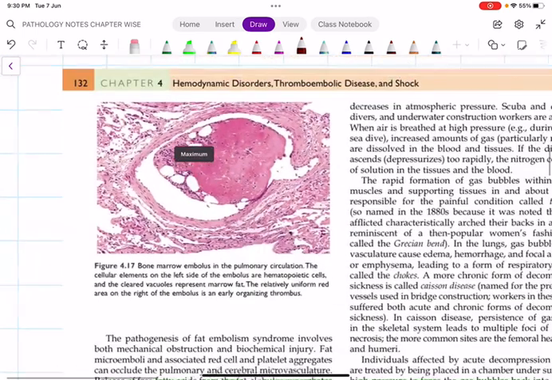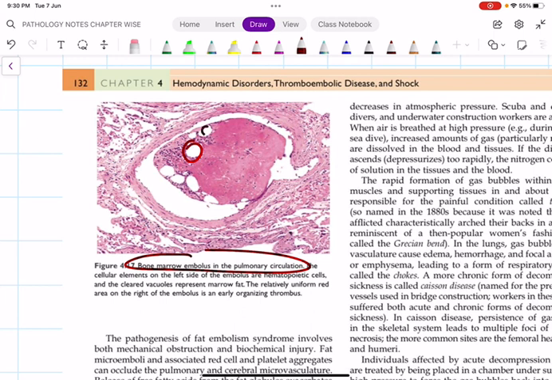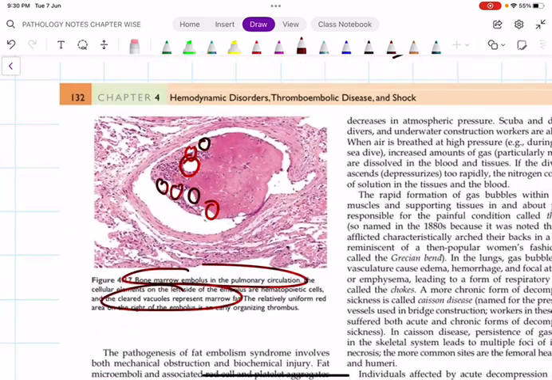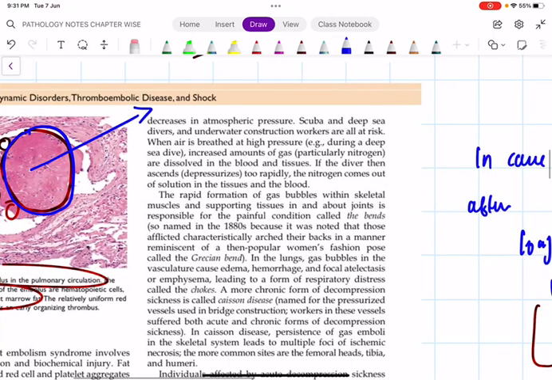See, you can see here a bone marrow embolus in the pulmonary circulation. Whenever you see this picture, don't confuse it. These typical fat globules will be seen only in case of fat embolism. You can see the cleared vacuoles which represent the marrow fat, and the relatively uniform red area. These are the fat globules, and the region I am drawing with blue color is nothing else but an organized thrombus. Organized thrombus is also present. Remember, it is made up of fibrin.